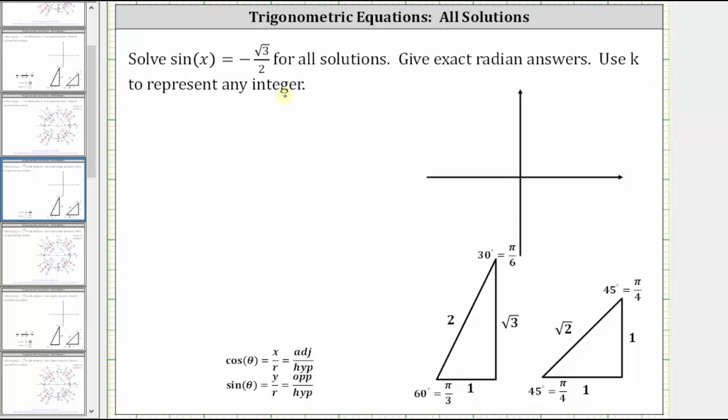We're asked to solve sine x equals negative square root 3 divided by 2 for all solutions, give exact radian answers, use k to represent any integer. We will solve this equation using reference triangles and then verify these solutions using the unit circle.